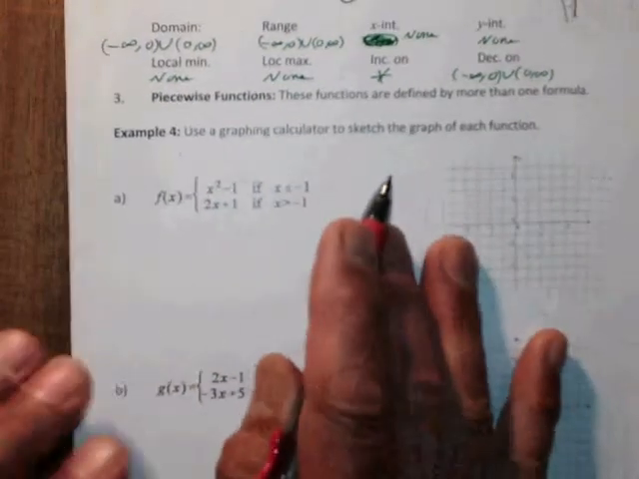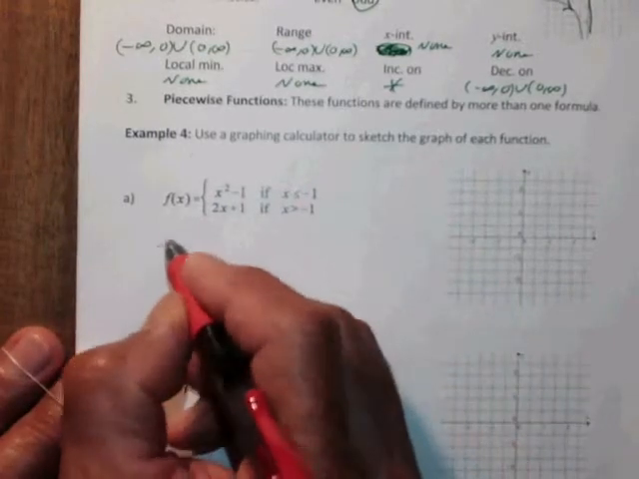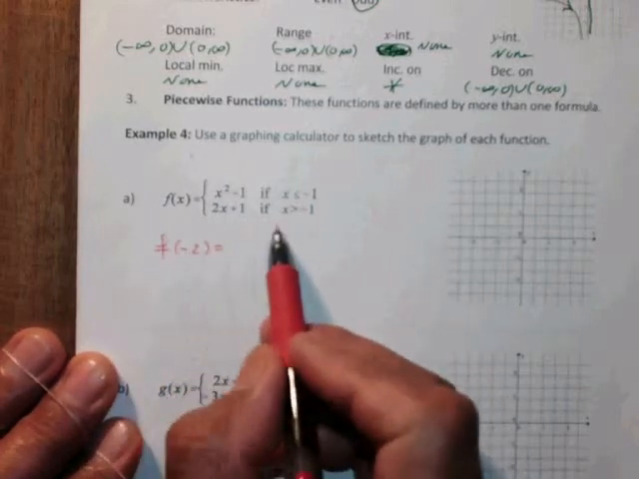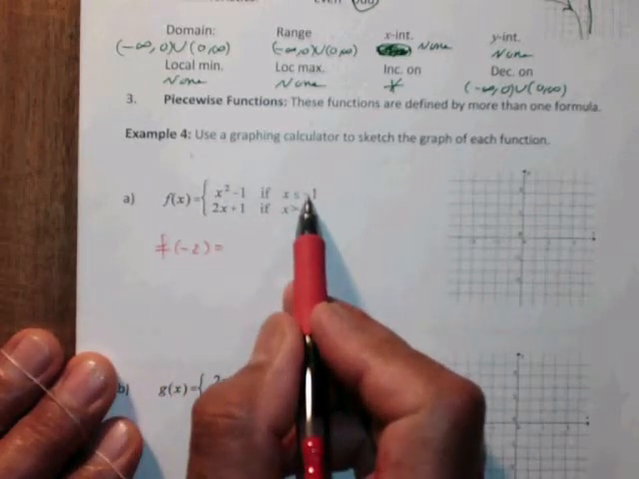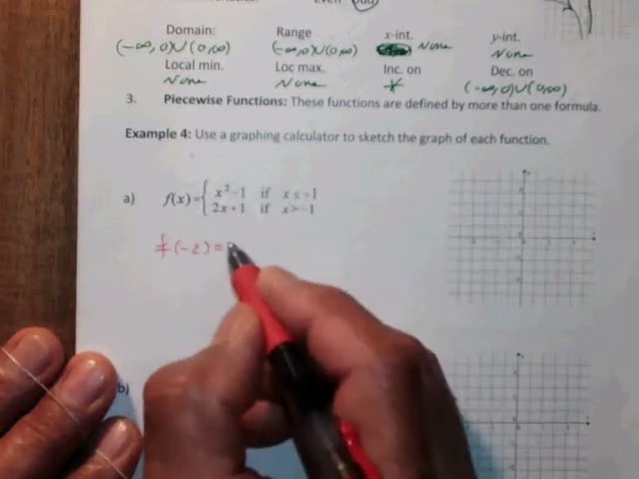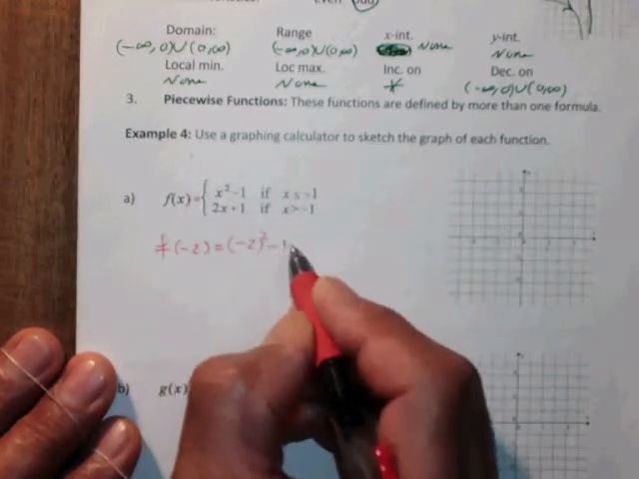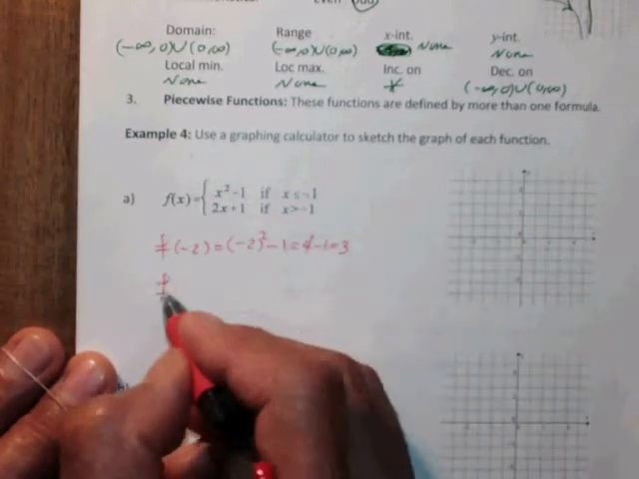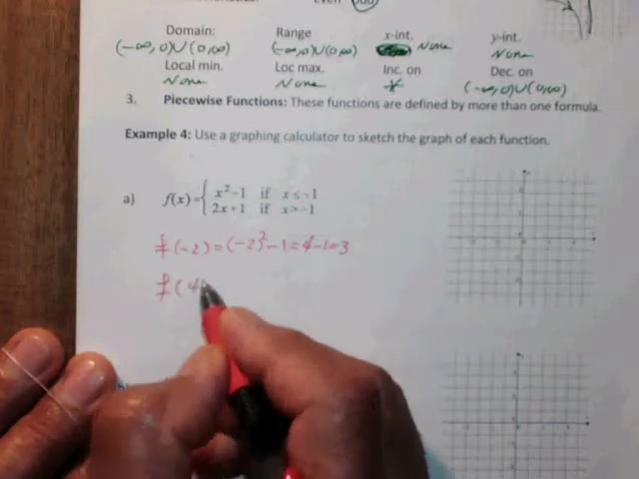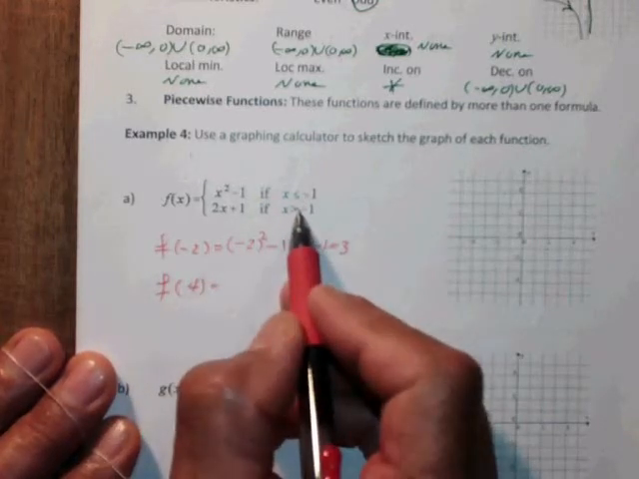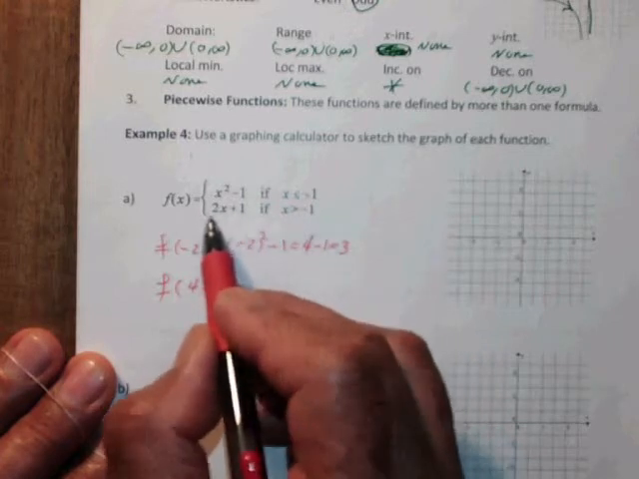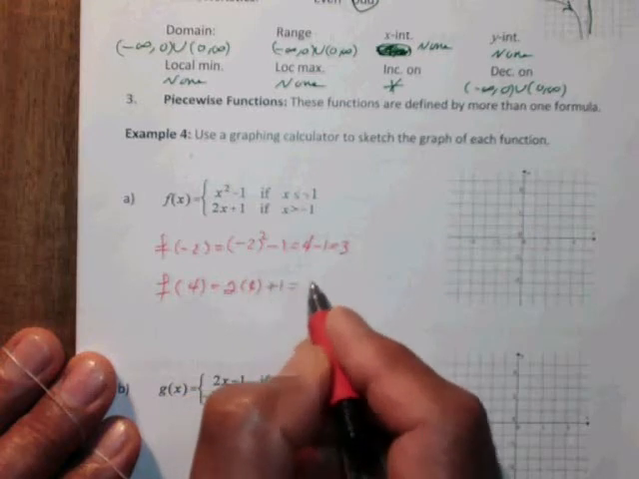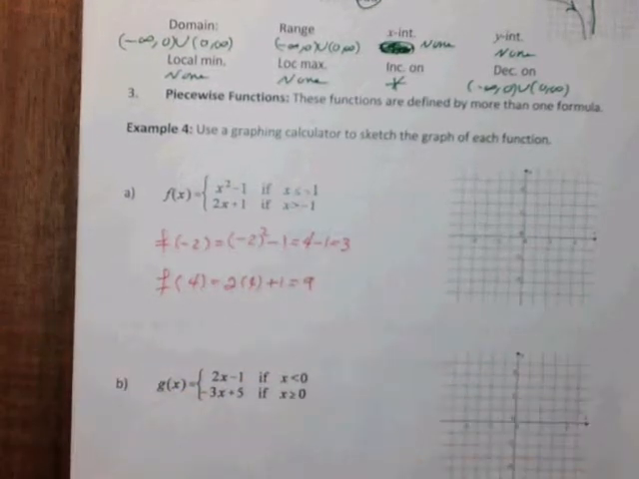So we know that. For example, let me just write a couple examples. If you ask what is f of minus 2, then you say, okay, minus 2 is less than minus 1, therefore I use this formula. It's going to be minus 2 squared minus 1, you get 4 minus 1, you get 3. However, if somebody asks you what is f of 4, 4 clearly is bigger than negative 1, then you have to put it in this formula. So you get 2 times 4 plus 1, you get 9.